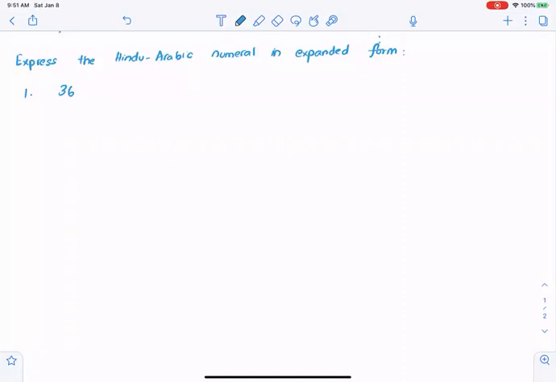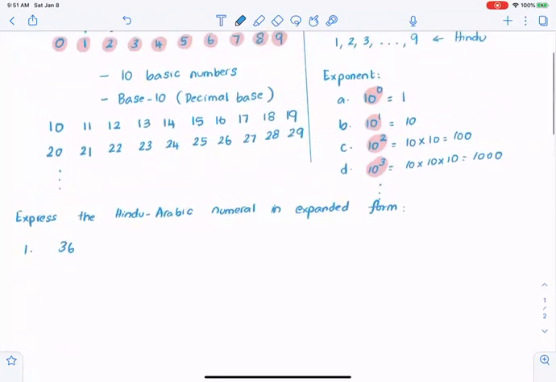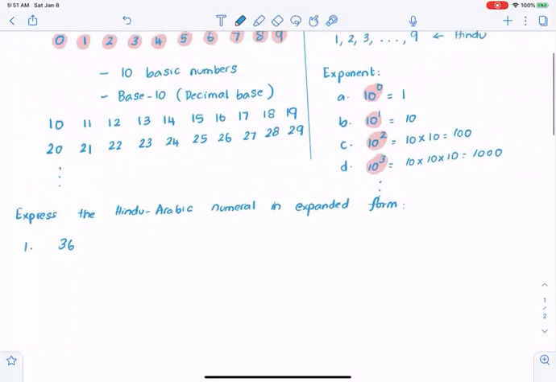So we want to write the Hindu-Arabic numeral in expanded form. So of course, in practice, we don't want to write things in expanded form, but what we're trying to do is understand how things are counted. So the Hindu-Arabic numeral is based on powers of 10, so let's not forget that. And it starts at 0.